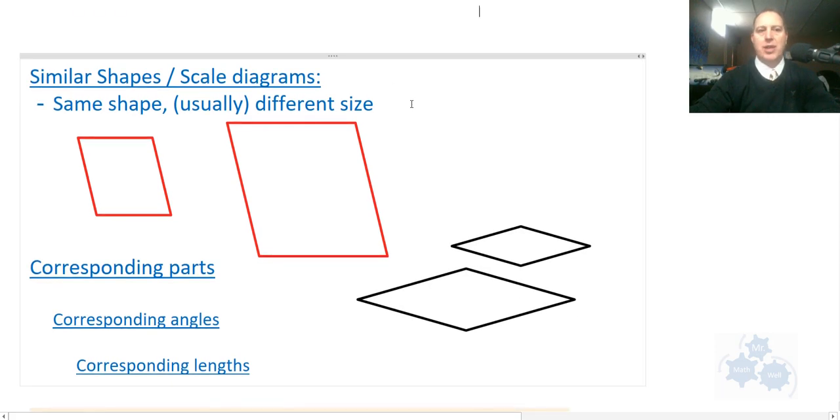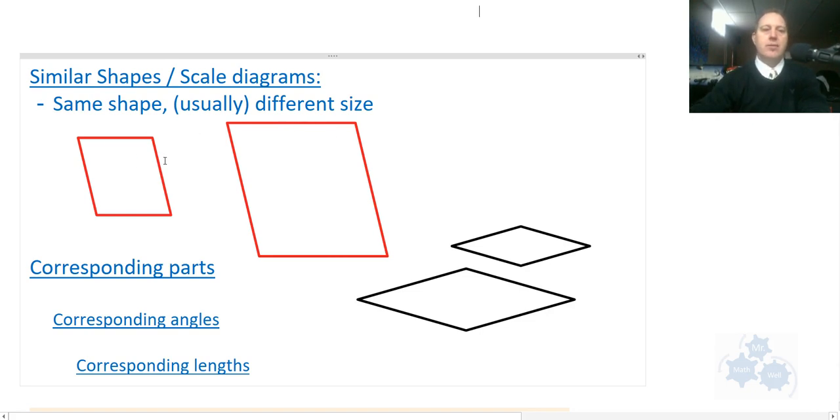If shapes are similar, two shapes have exactly the same shape, but usually different size. If we're talking about scale diagrams, we're definitely talking about different sizes. Think about a model of a plane or a car model that you would put together. That is a scale representation of the original. The original is large, the model is small. And sometimes if you draw a picture in science class of an atom, that's a large enlargement, a large model of something that's really small. So same shape, but different size.